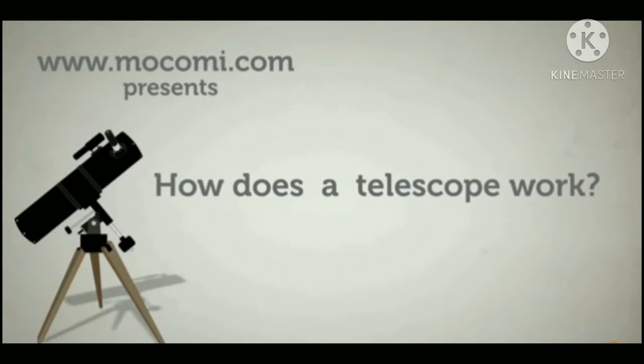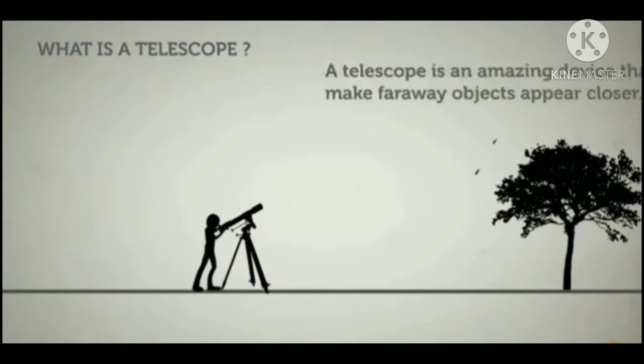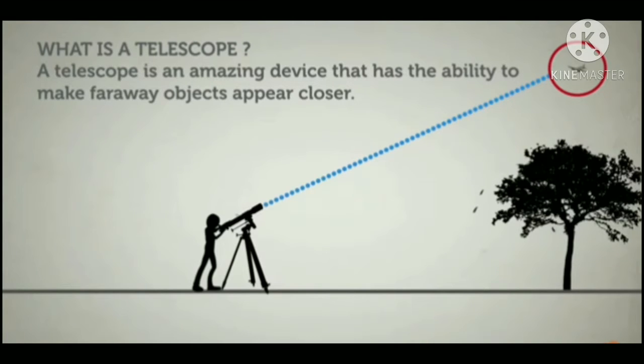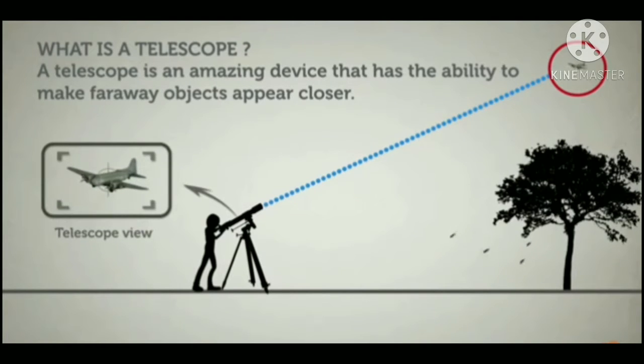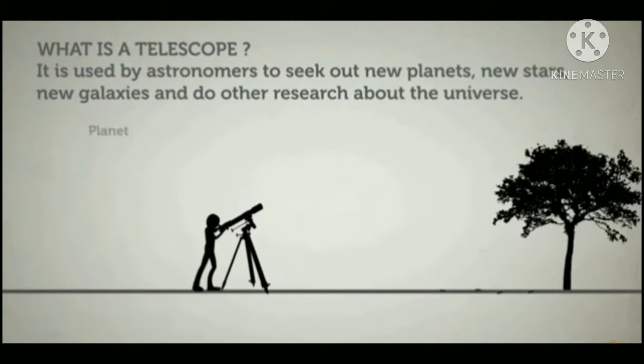How does a telescope work? What is a telescope? A telescope is an amazing device that has the ability to make a faraway object appear closer. It is used by astronomers to seek new planets, new stars, new galaxies, and do other research about the universe.